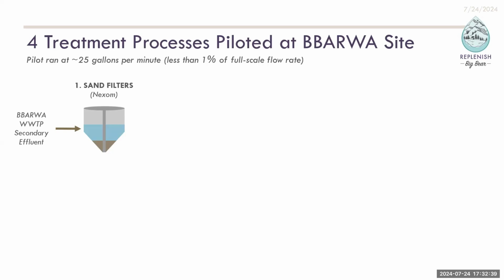So the sand filters are primarily for nitrogen and phosphorus removal. From there, we go into ultrafiltration membranes, which were provided by DuPont. These provide direct physical pressurized filtration of solids, protozoa, some bacteria, etc.